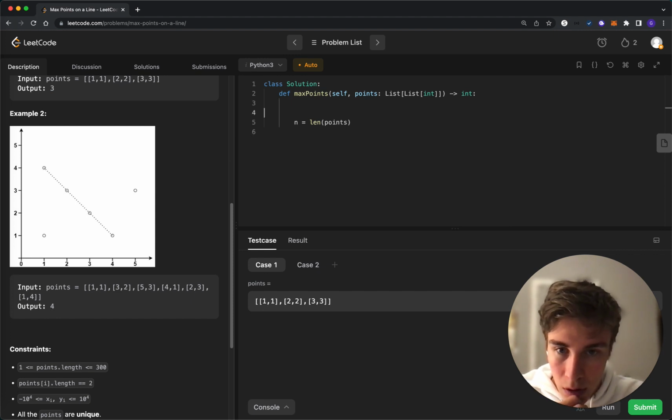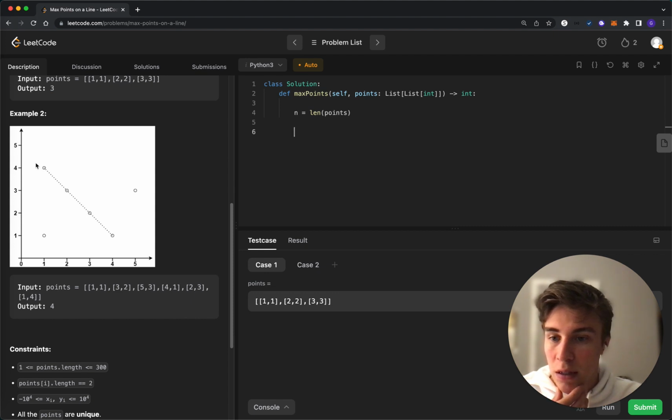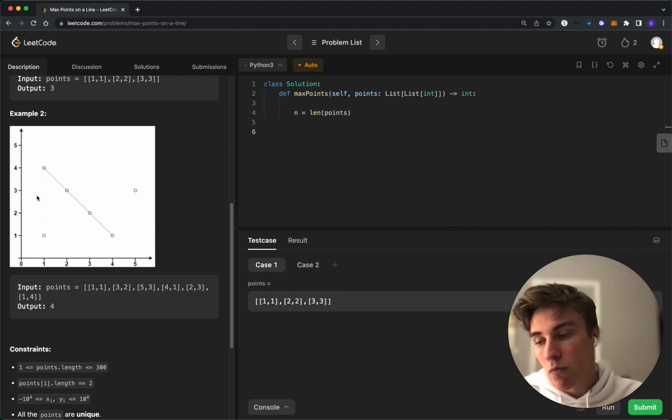Seems like the most appropriate. I'm also thinking, why do I need to calculate the intercept if I'm solely caring about the relationship between two points? Let me talk about this a little bit more.